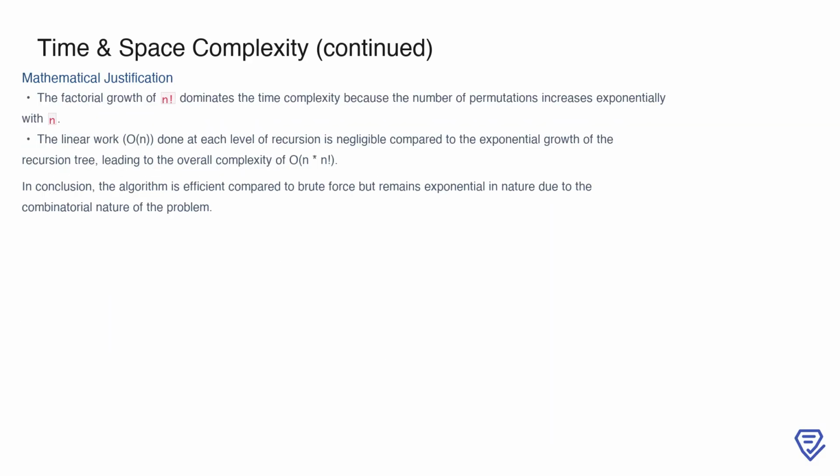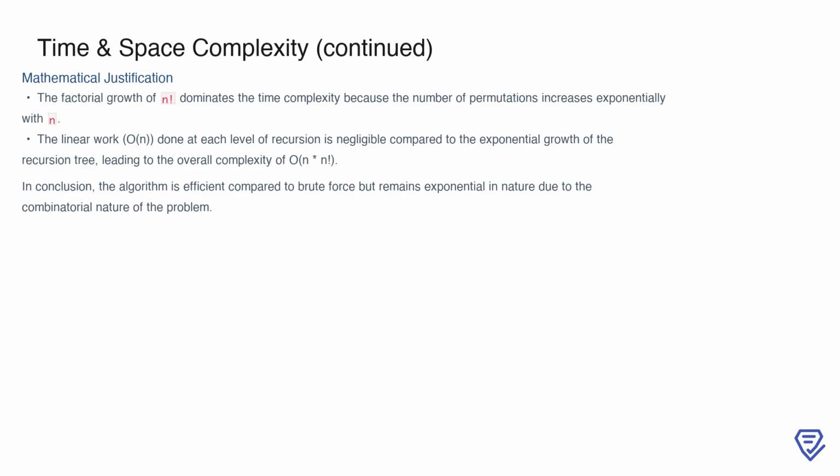Mathematically, the exponential nature of the problem becomes clear when we consider the growth of n!. The number of permutations increases factorially with n, and this dominates the overall time complexity. While there is linear work done at each level of recursion, O(n) operations to check valid numbers, this linear factor is negligible compared to the explosive growth of the recursion tree.